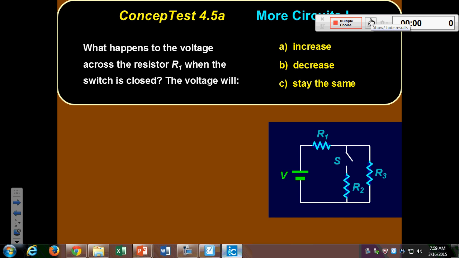Alright, what happens to the voltage across the resistor R1 when the switch here is closed? So if I take the switch and I close it, I'm adding R2. What happens to the voltage across R1? Does it increase, decrease, or stay the same?